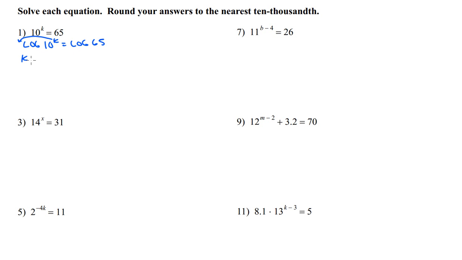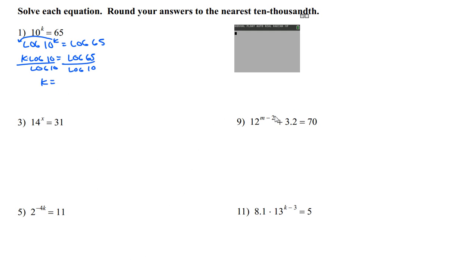So we get k log 10 equals log 65, and that's k times log 10. To get k all by itself, we simply divide both sides by log 10. And we get k is going to equal whatever log 65 divided by log 10 is.